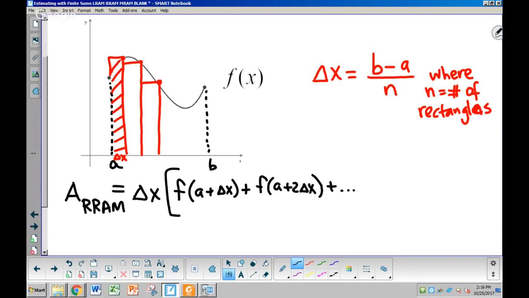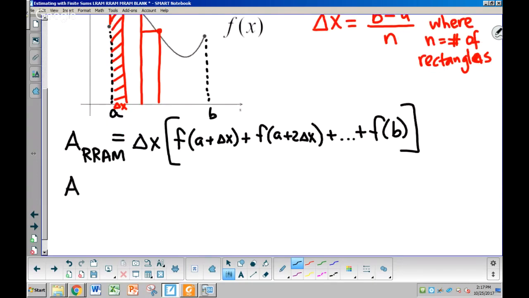Plus, dot, dot, dot. Plus, could you give me the last one? Yeah, f of b. Because I use the last height in LRAM, I do. And in LRAM, I don't use the first height, I use the second height because I'm using the right edge, and then I always use the last height as my last one. Everybody got that?